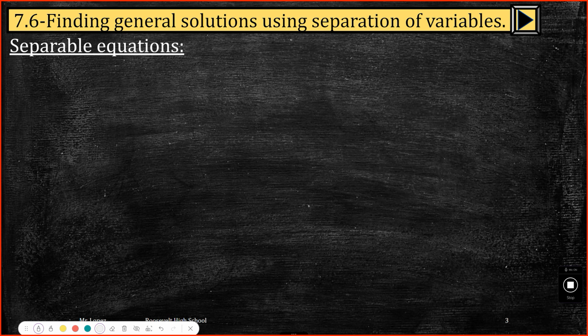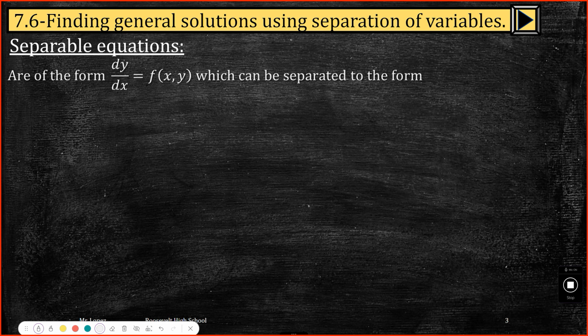Separable equations. What are separable equations? Separable equations are of the form dy/dx depends on both x and y, which can be separated to the form y dy equals x dx. And then after we do y dy equals x dx, we integrate them and we solve to find these general solutions. Okay, that's it. Let's do it.